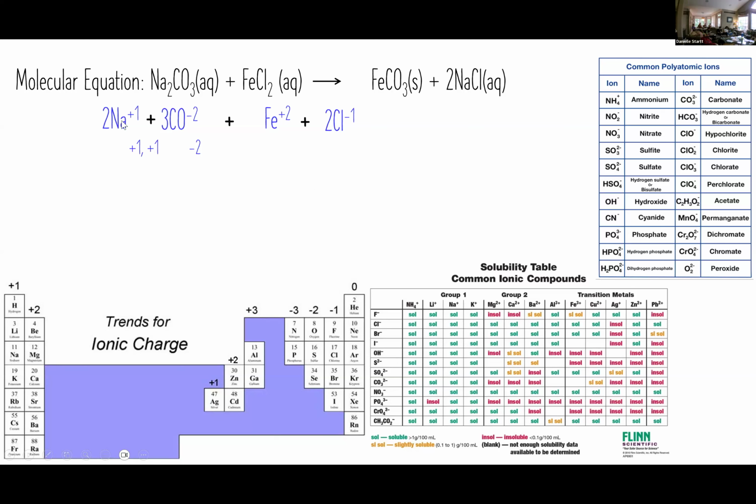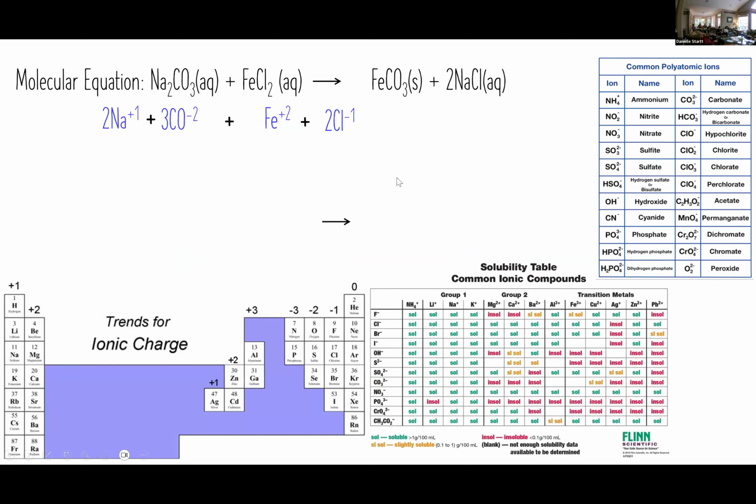We have +1 and +1 because we have 2 sodiums, right? And then we have a -2 for the whole polyatomic ion. We're not multiplying this times this. We're not getting 6. The whole polyatomic ion is a -2. And there we have +2, -1, -1. Do we agree that this must be right? Because these were uncharged ionic compounds, right? They were neutral when they were together.